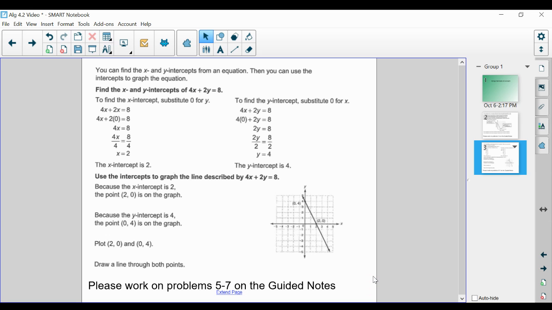Great job with this. Now, please work on problems 5, 6, and 7 on the guided notes. Let me know if you have any questions.